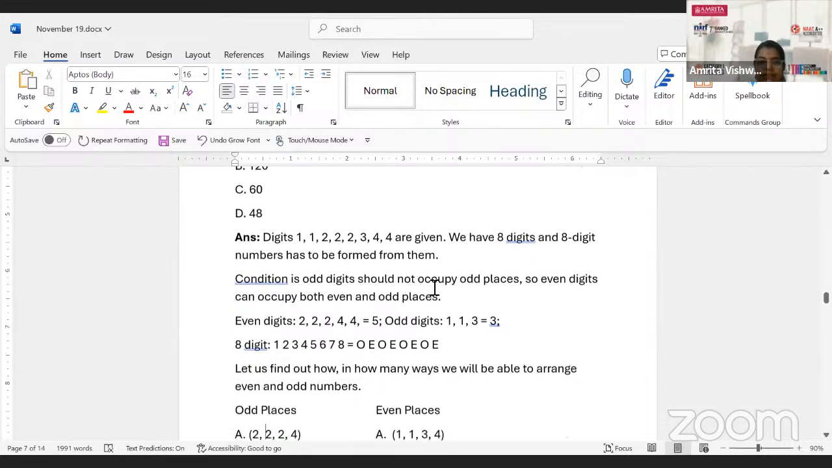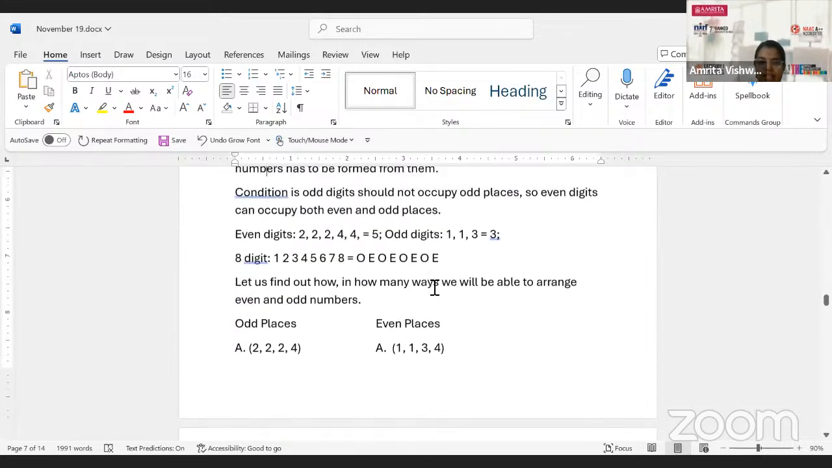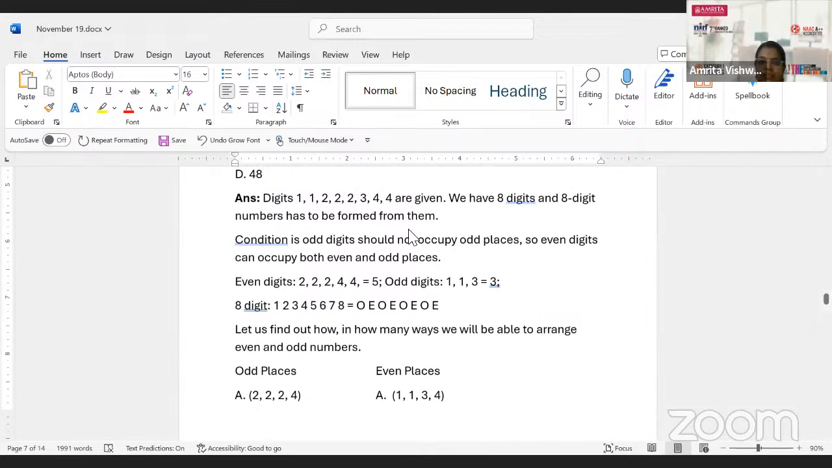So yes, for easy understanding, I've just taken the odd digits and the even digits separately. So there is 3, 2, 2, 4. There are 2 ones. These are the even digits, of totally 5. And I have 4 positions to fill. Odd digits, it's just 3. And I'll be filling those odd digits in the even positions.